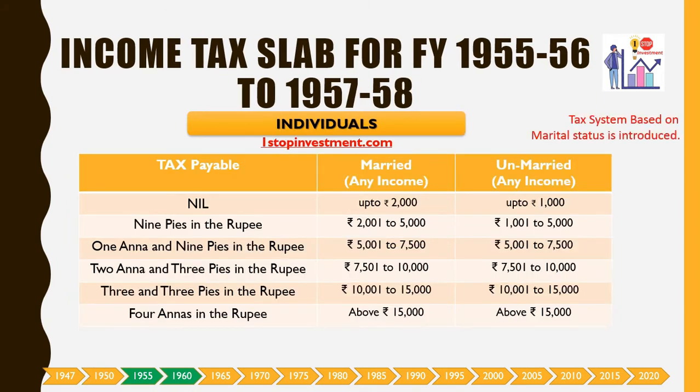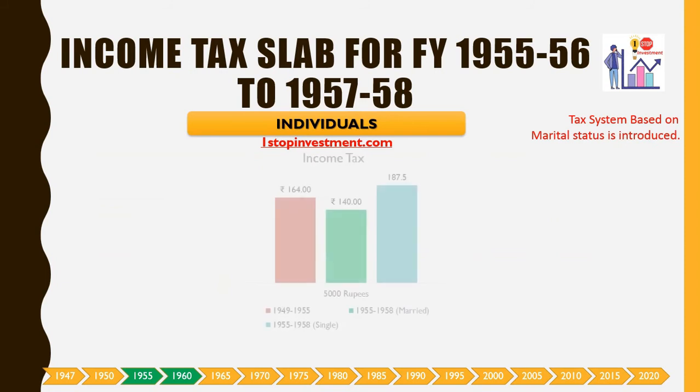For the financial year 1955 to 1956, marital status based tax slabs were introduced. A married person had to pay tax for income above 2000 rupees and an unmarried person had to pay tax for income above 1000 rupees. Rest of the tax slabs were same as the previous years. For a total income of 5000 rupees, a married person paid 140 rupees as tax and an unmarried person paid 187.5 rupees as tax. This continued up to 1958.